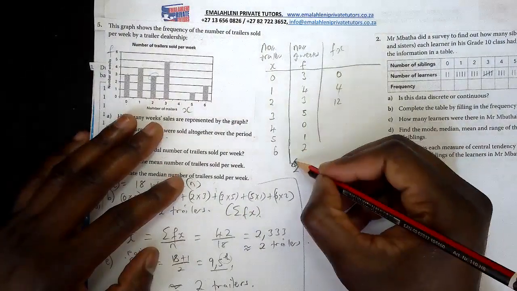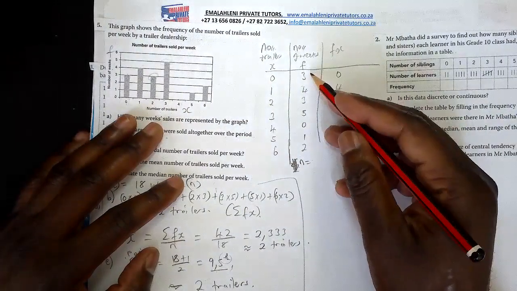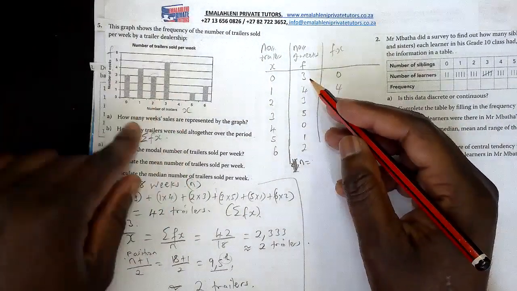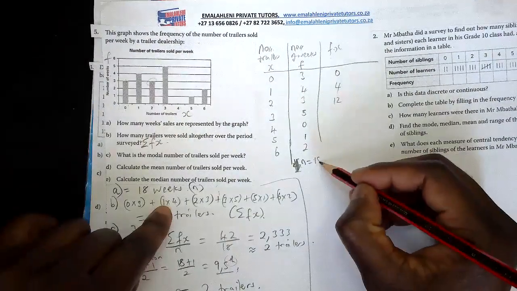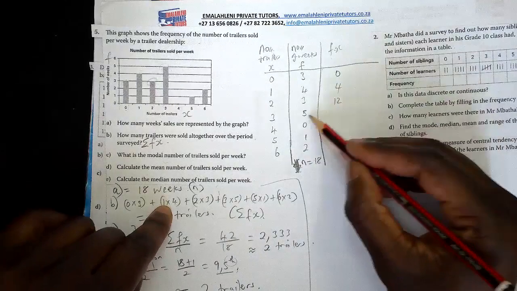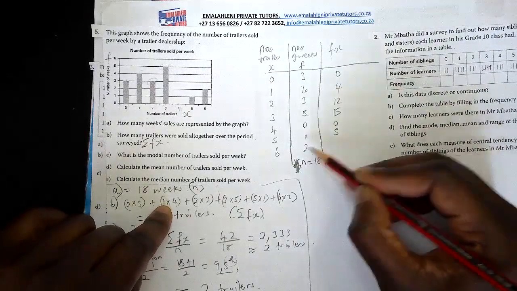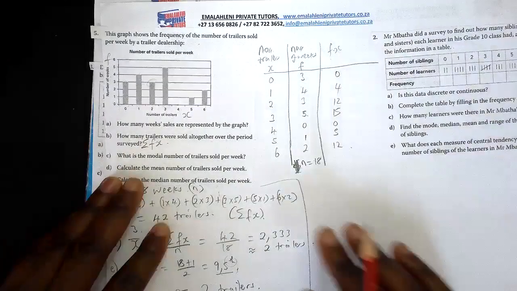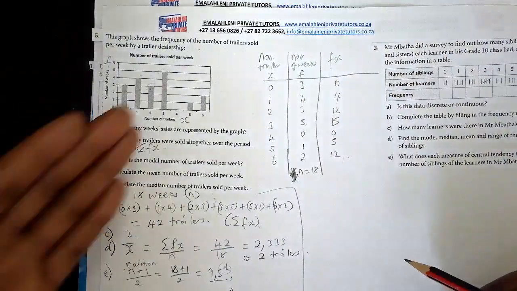Summation of f, that is n. We say number of weeks. How many weeks are there? We find that it is 18 weeks. Then here you find 15, you find 0, 5, you find 12. Okay, so you can actually do your table like this, or you can work it out from the graph.